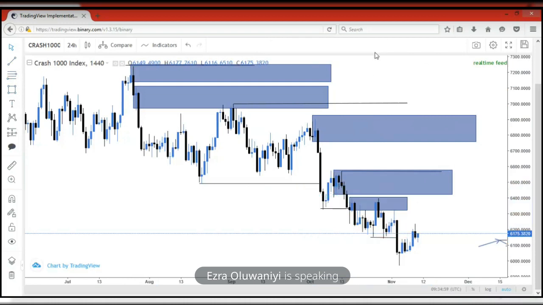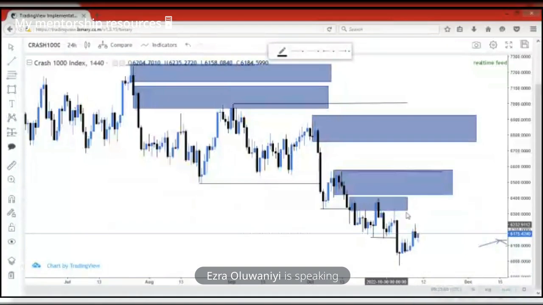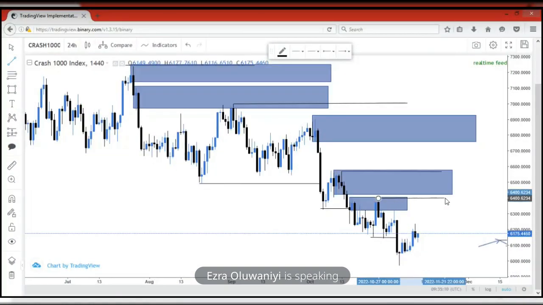Now, you can continue on and on. Like this is another high here. Now, okay, this is the high here. This one is a high responsible for creating this low. Mark your range, guys. Mark your range. The first thing to do when you check the market is to mark your market range.